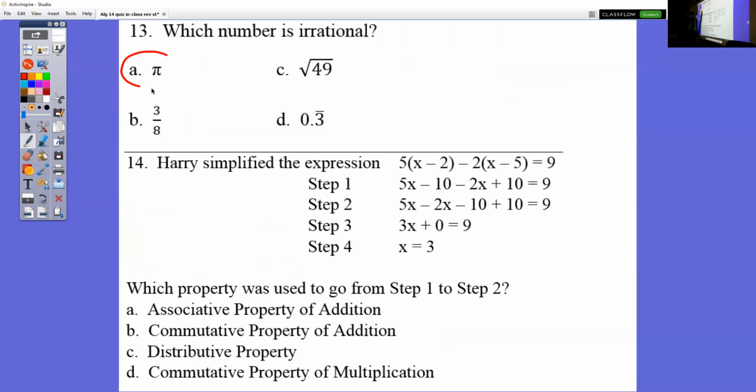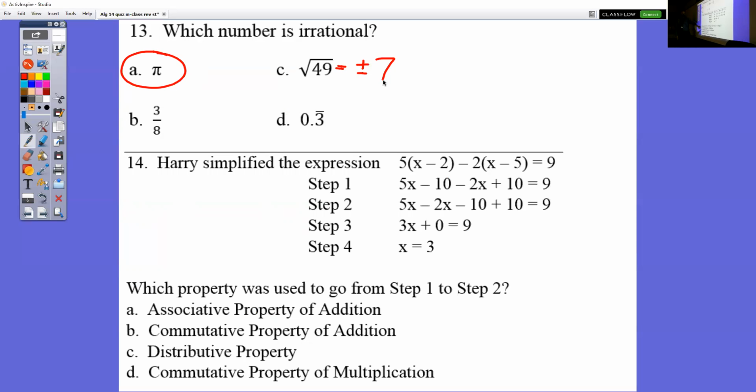In question number 13, which one is irrational? The most famous irrational number that there is, pi. That is a Regents exam question every single year. Pi is irrational. All fractions are rational. Repeating decimals are rational. If we take the square root of 49, we get plus or minus 7. So we have integers. Integers are rational. The most famous irrational number is pi.